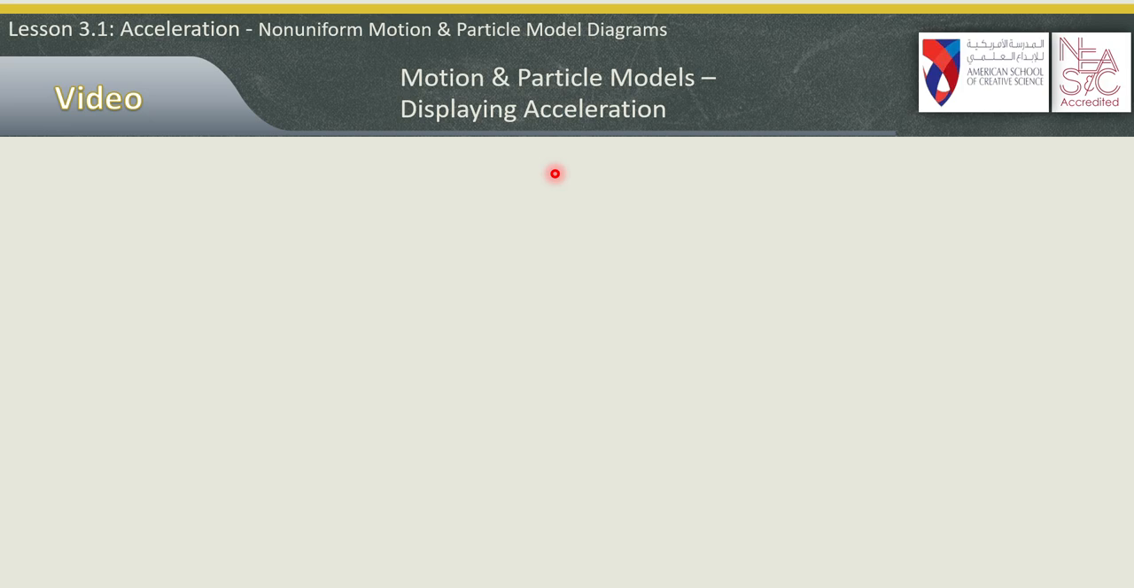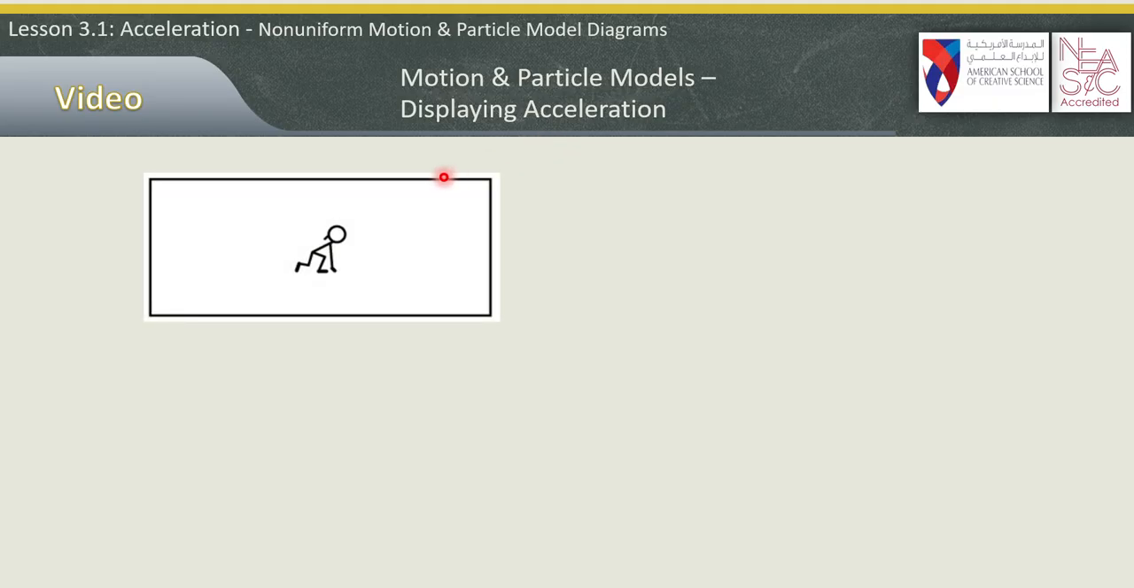Hello everyone. This video is about motion and particle models, of course displaying acceleration. We'll explore how motion diagrams show when an object speeds up or slows down and how to display acceleration on a motion diagram.